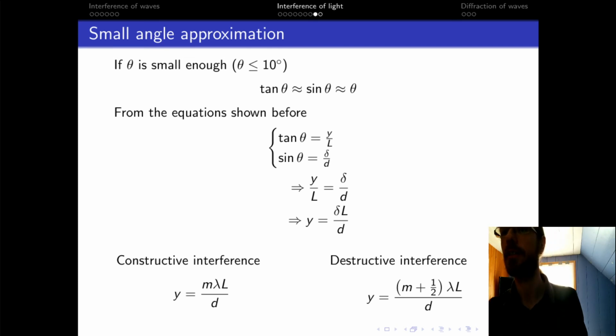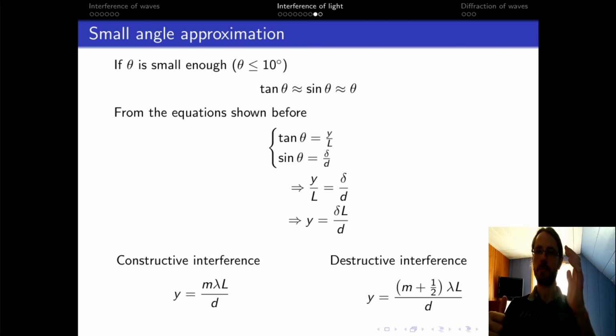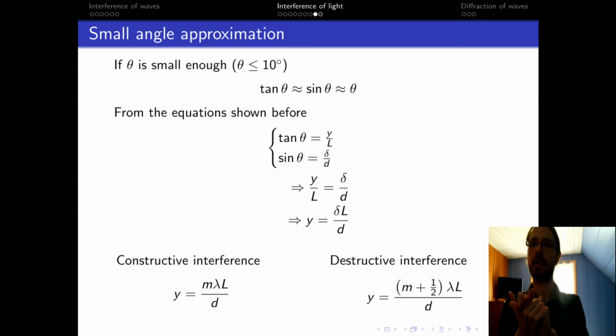So these expressions tell you the position of the bright and dark fringes in the small angle approximation created by a system in which we have distance L between the slits and the screen, and a distance D between the two slits. And we can see from this expression, the positions will depend on all these parameters, D, L, as well as the wavelength being sent in the system.